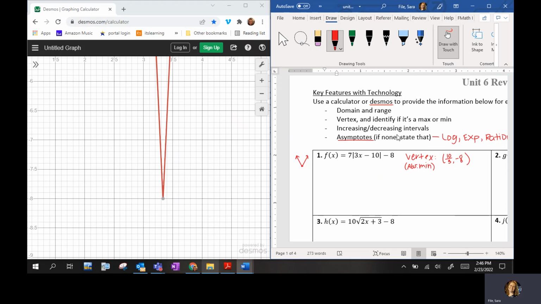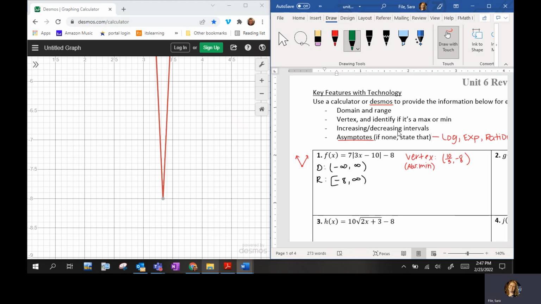I know there's no asymptotes. So now that I know that vertex, I can give the domain and range. So this domain, absolute value domain, all real numbers always. It's left and right forever. Now the range, that lowest value, the y value is -8, and it goes up from there. So it's -8, including the -8 to infinity.